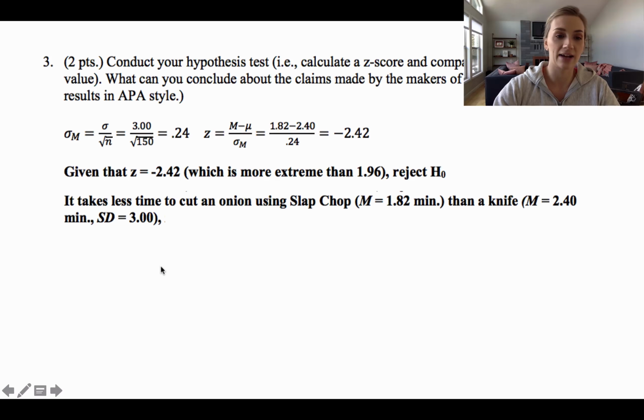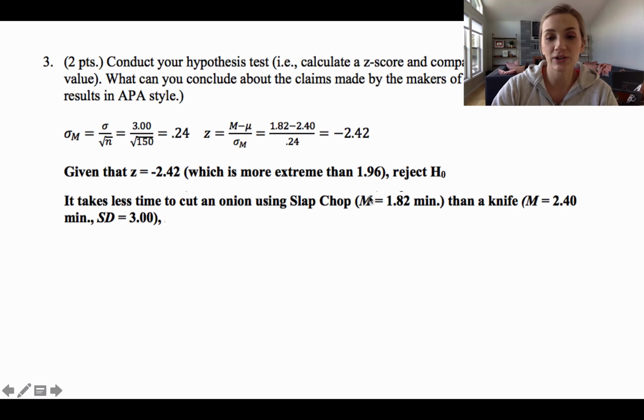So we're going to do exactly that. Here are the results in descriptive format. It takes less time to cut an onion using the slap chop than a knife. If you look back to the alternative hypothesis, this is phrased very similarly to how the alternative hypothesis is phrased, and that's great. There's nothing wrong with doing that.